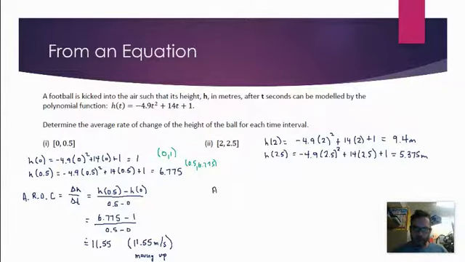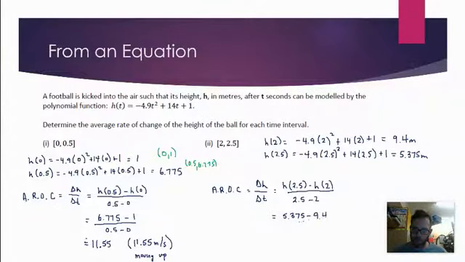So let's find the average rate of change over this time interval from 2 to 2.5 seconds. So it's change in height over change in time. That means we're finding the height after 2.5 seconds, and we're subtracting the height after 2 seconds, all over 2.5 minus 2, and we have those values. So 5.375 minus 9.4 over 2.5 minus 2. And I'm just going to do all this at once, just to save some space.